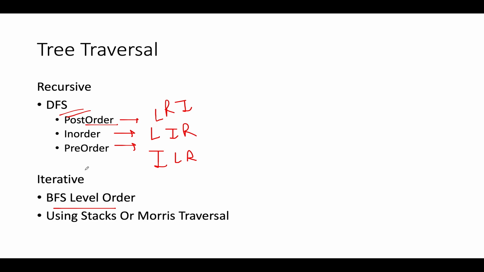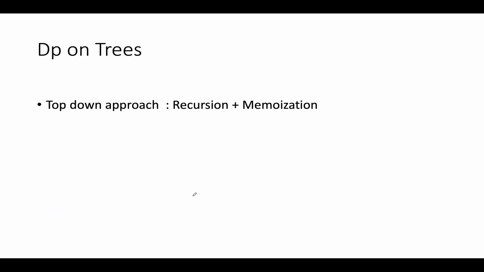The other way to traverse is the iterative way, and under the iterative way, two techniques come into the picture. The first one is BFS level order traversal, and the next one is Morris traversal, in which we usually use stacks. Now let's get back to the problem statement, DP on trees.